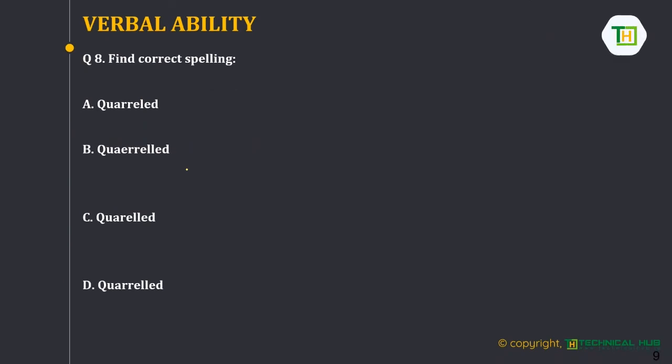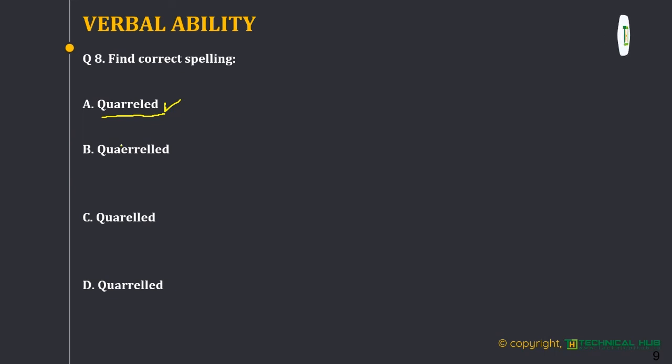Find the correct spelling. So finding the correct spelling, let us see what happens. So quarrel, what is this? Quarrel, okay. So quarrel, quarrel. Okay. So you remember this.